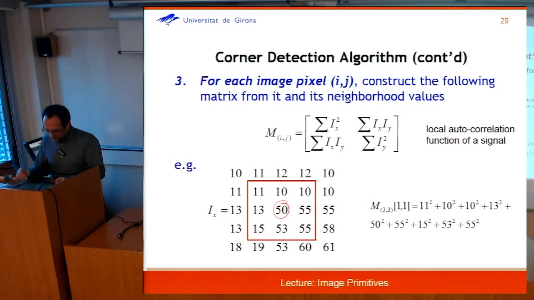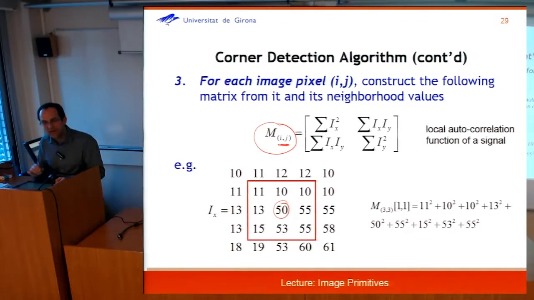Remember that what I want to do as a third step is to build the M matrix. And now I have these Ij values here. Why? Because remember that I need to compute an M matrix for every pixel in my image. So in this case I'm in pixel Ij, located at position Ij. And what I need to do is to compute, in this case, the first element. Remember that there's a sum here. So this sum is telling me, okay, I take the Ix and I do Ix squared.